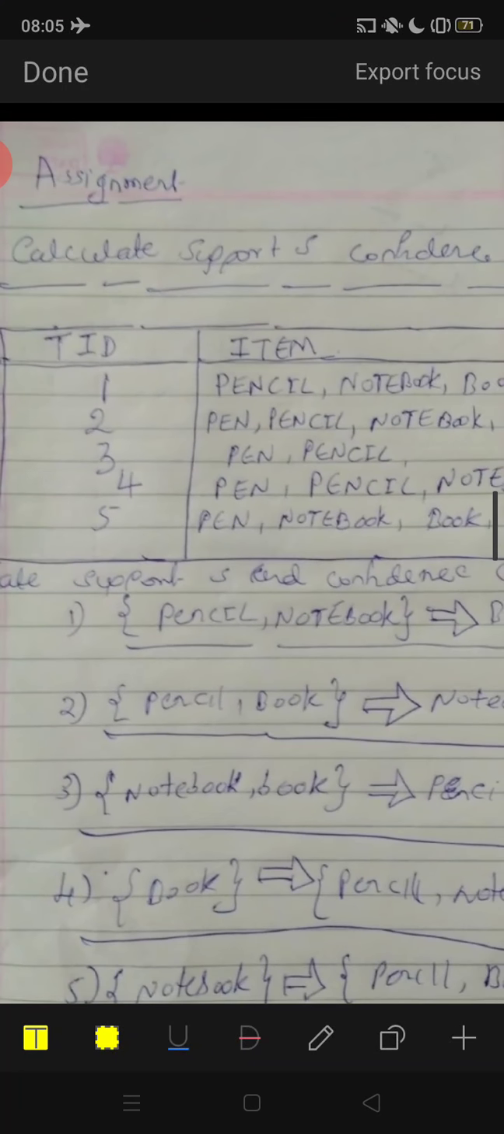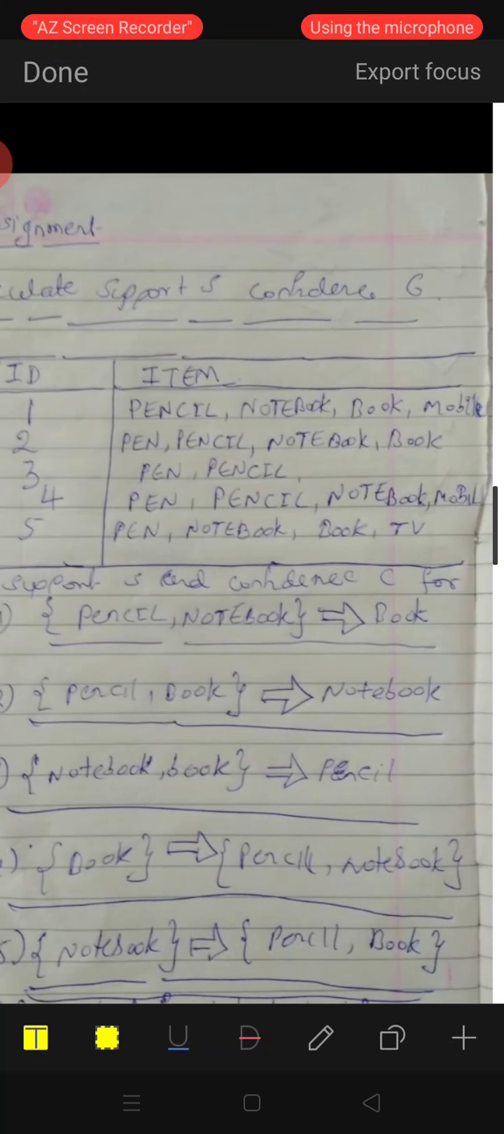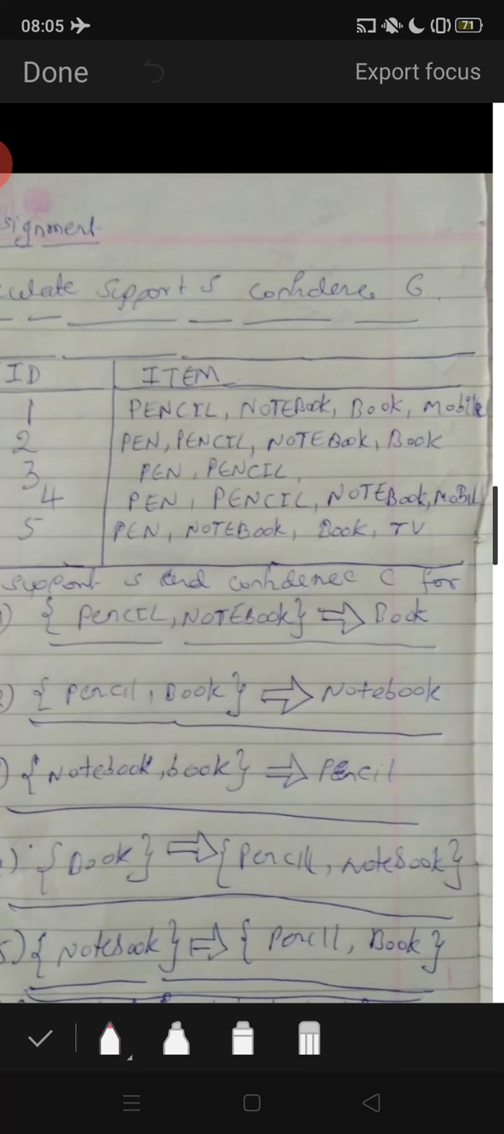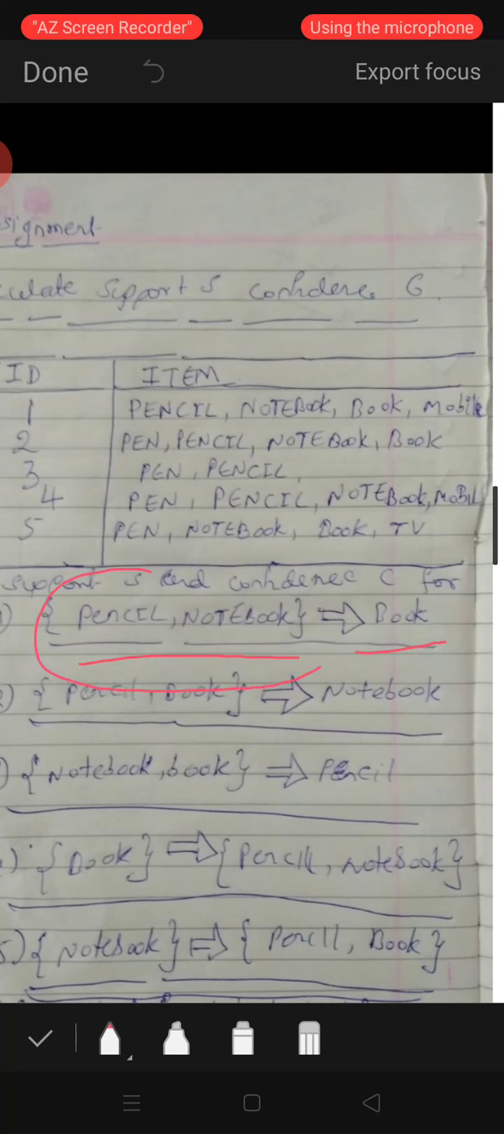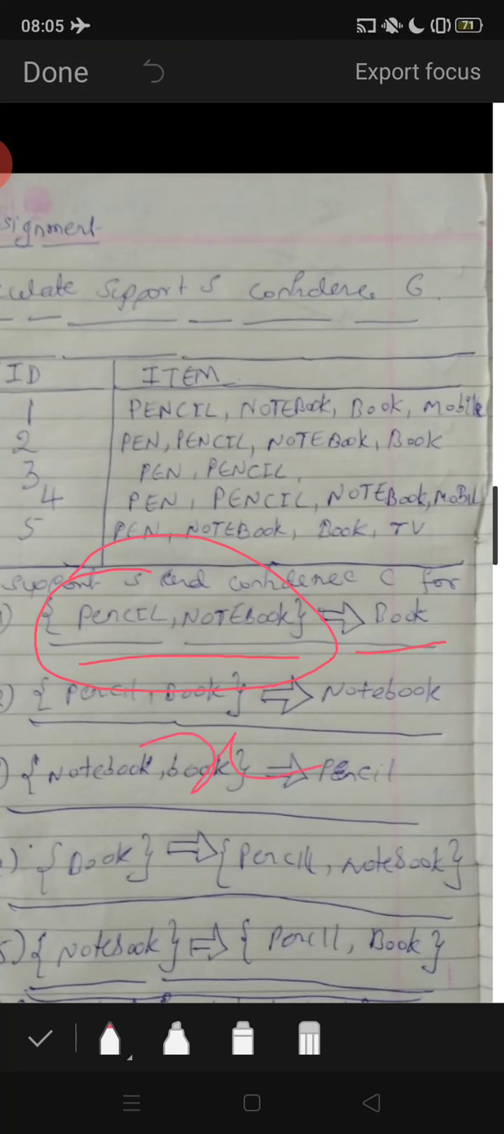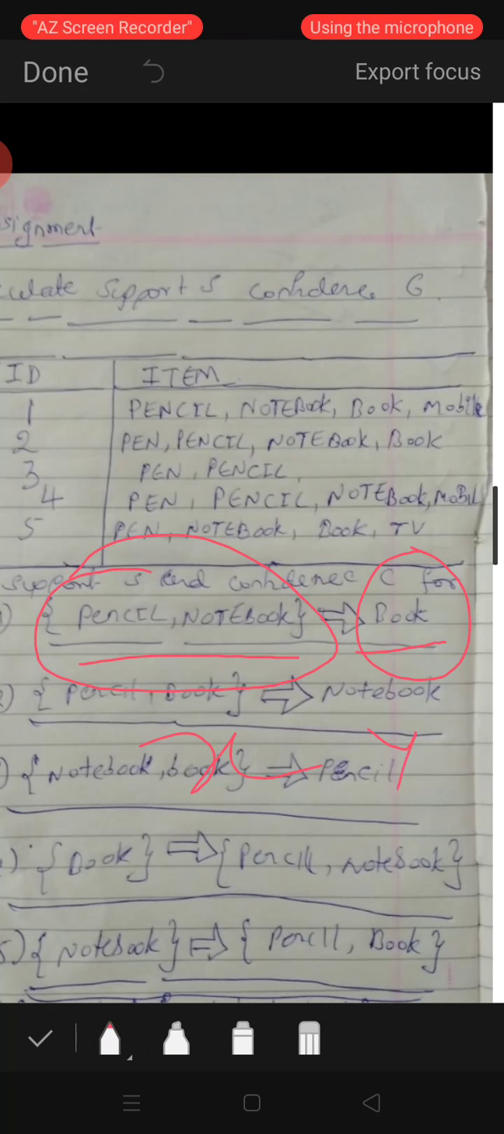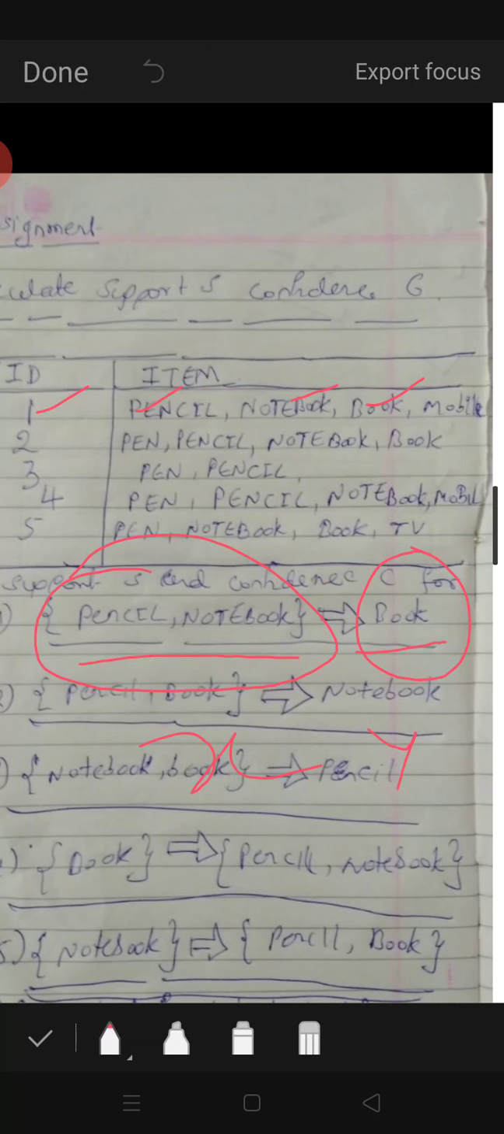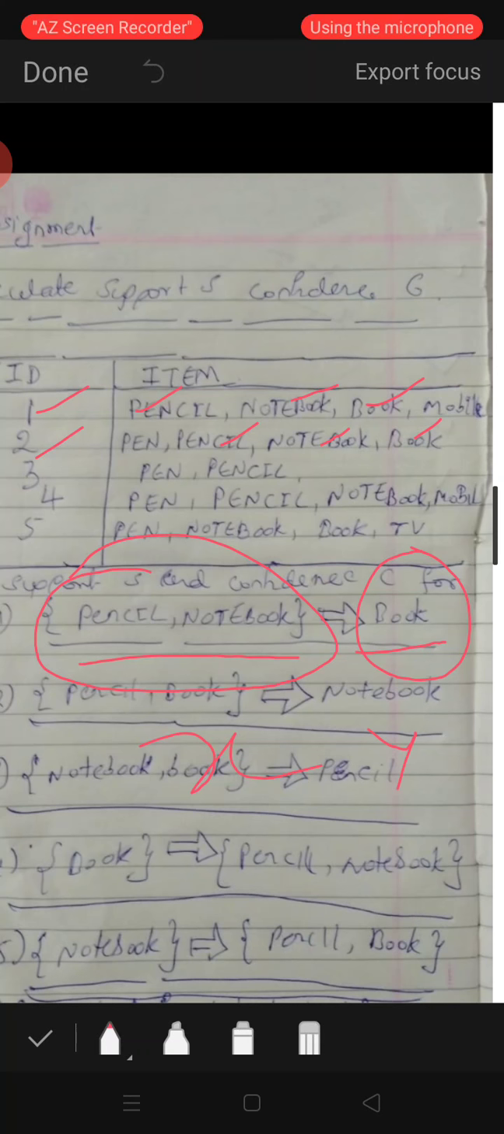Now you have to calculate this: pencil, notebook implies book. This pencil, notebook, I call it as X here, and this book, I call it as Y. So how many transactions contain pencil, notebook, book? The first transaction, no doubt at all. Then the second transaction also has pencil, notebook, book. Am I correct? Correct.